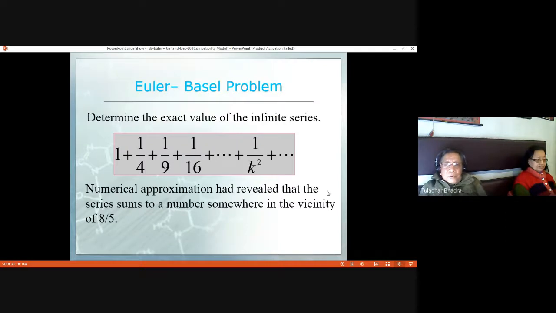The Basel problem is to determine the exact value of the infinite series 1 over 1, 1 over 4, 1 over 9, that is, 1 over 2 squared, 3 squared, 4 squared, up to k squared. You can make an approximation. Numerical approximation has revealed that the series sums to a number somewhere in the vicinity of 1.6.